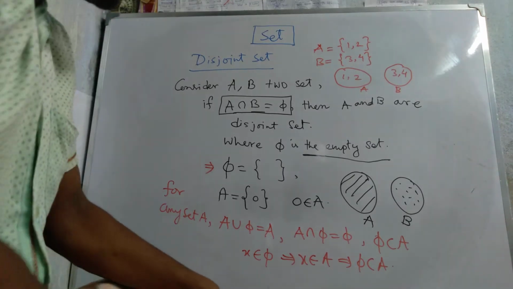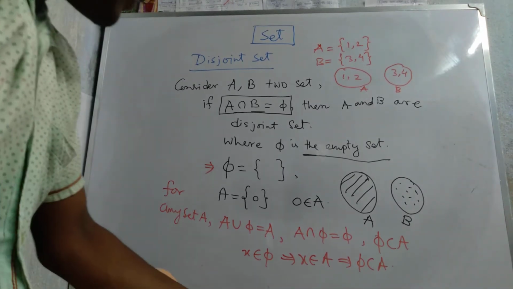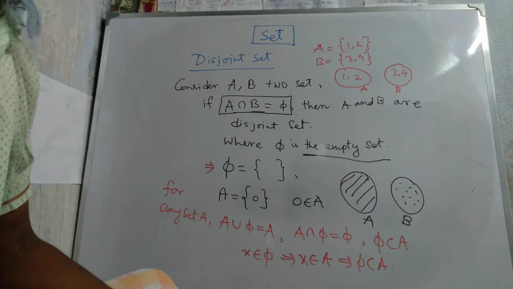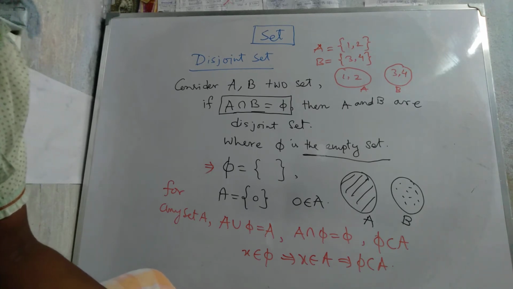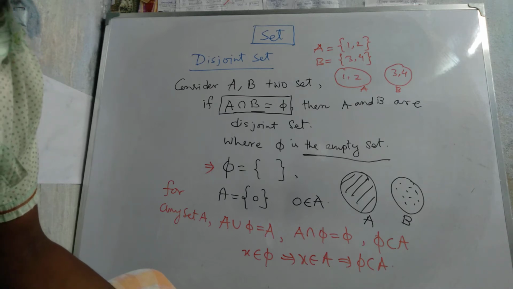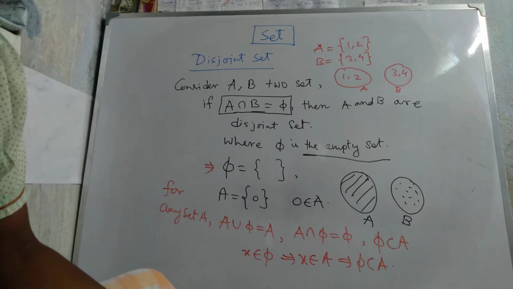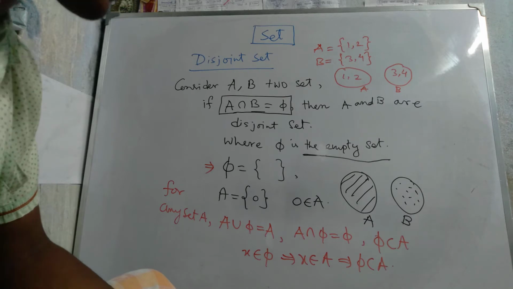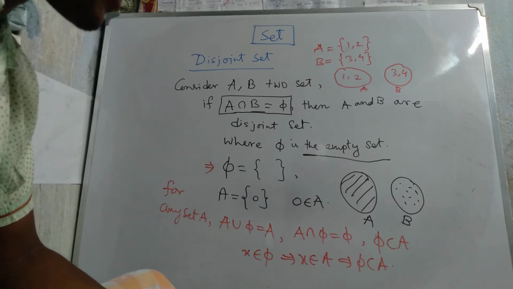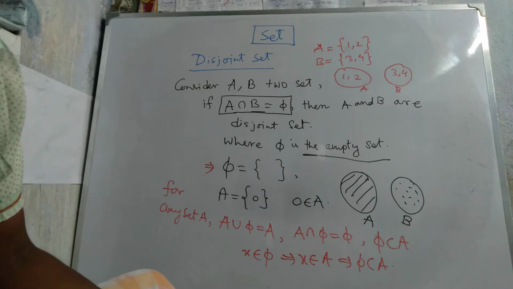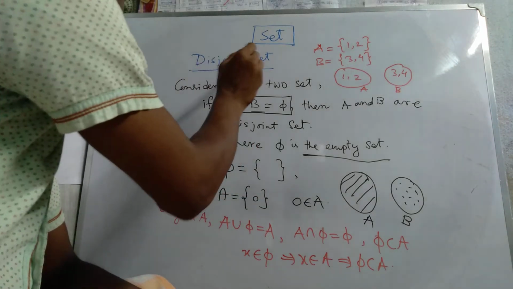Today I start now sets. In the previous class we discussed subset, the definition of subset, superset, union of sets, and intersection of sets. Now we start disjoint sets. Which one is called a disjoint set?